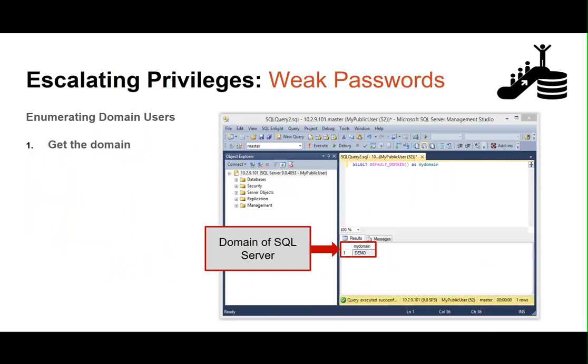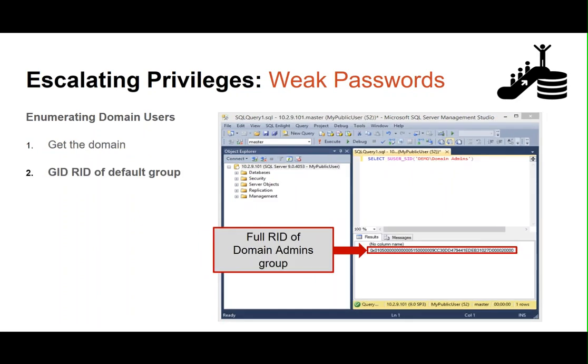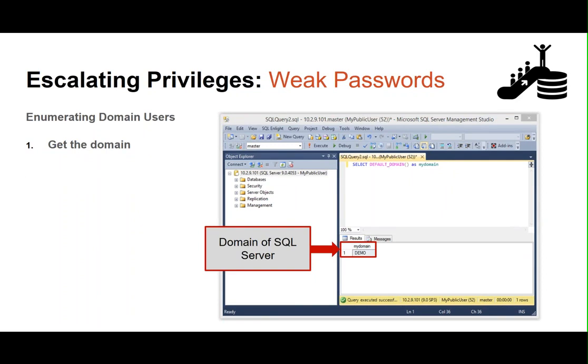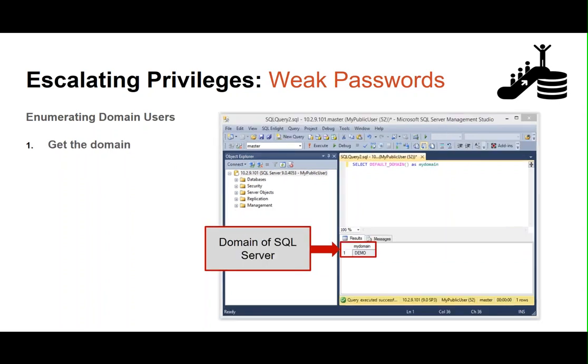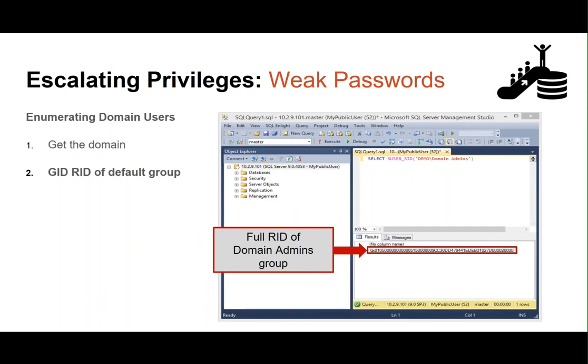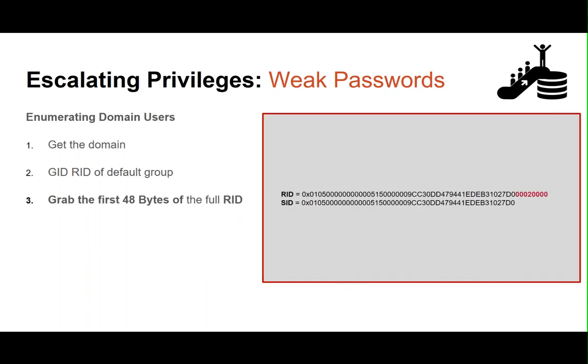The second scenario is domain user enumeration, and once again, these are all from the least privileged public role perspective. We can get the domain with the default domain function, and then from that, we can create what we know to be a domain group. So I got the demo domain, and I know Domain Admins exists in every Active Directory environment since the beginning of time. I can hand that to suser_SID, and then I get a full RID for the Domain Admins group.